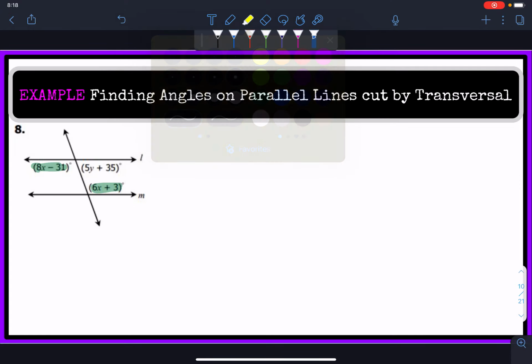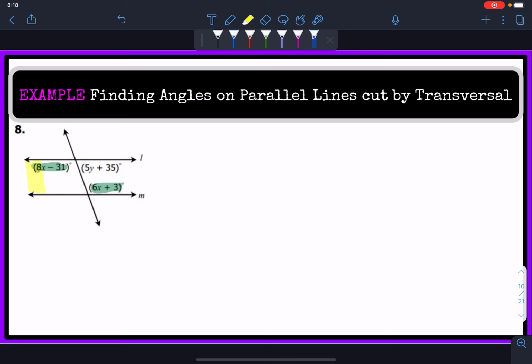Well, they happen to be alternate interior angles. Notice that they're both in between the set of parallel lines, so that makes them interior. And notice that they're on opposite sides of the transversal. I'll put the transversal in red. So they're alternating because one's on the left side and the other one is on the right side, and because they're both in between the parallel lines, they're interior angles. So they are congruent.